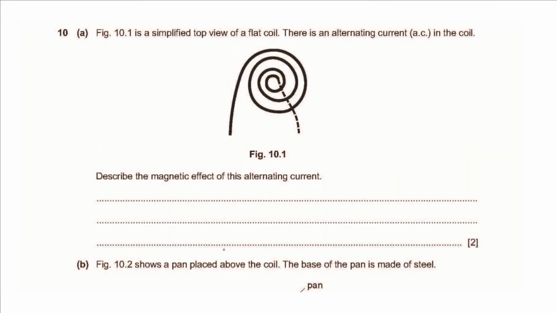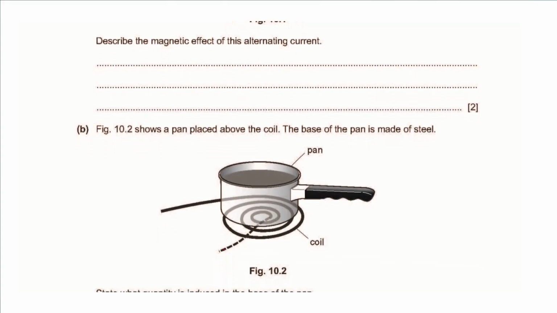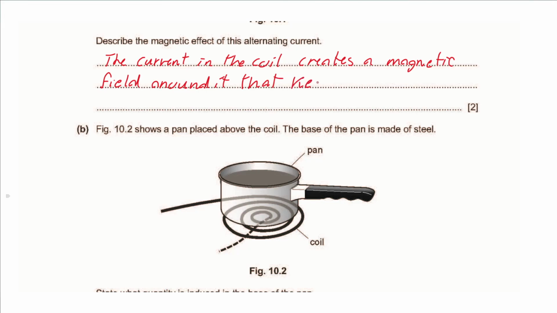Question 10a says figure 10.1 is a simplified top view of a flat coil. There is an alternating current in the coil. Describe the magnetic effect of this alternating current. We say that the current in the coil creates a magnetic field around it that keeps changing magnitude and direction also, because the alternating current keeps changing magnitude and direction.